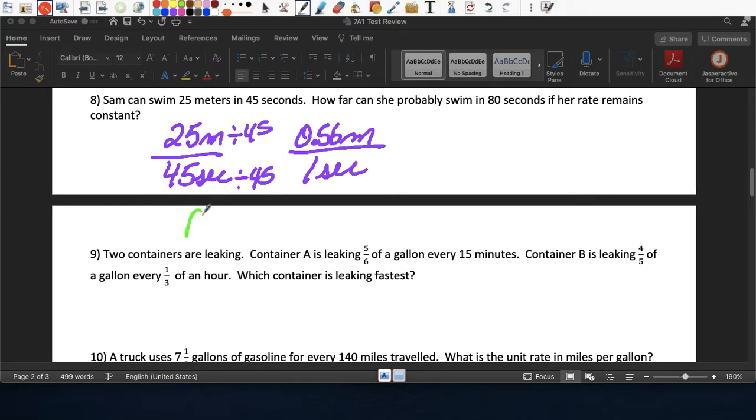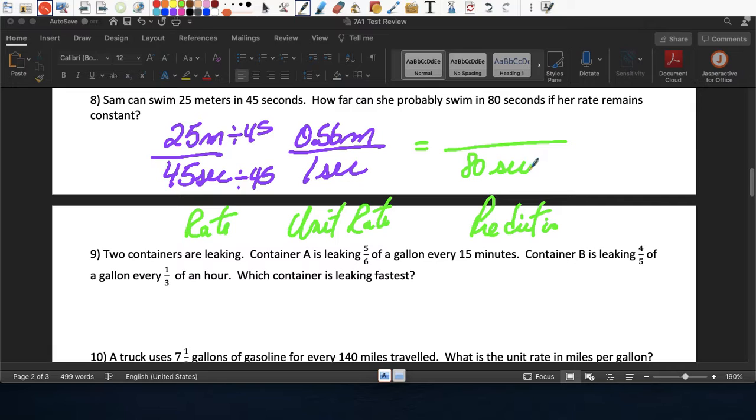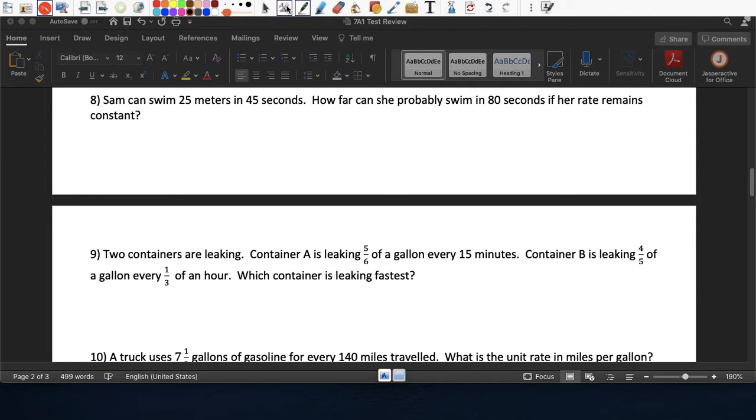Okay, so I have a rate. We'll change it to unit rate, and we can do a prediction. So for here, I want to put 80 seconds at the bottom. So how does a 1 become an 80? Well, times 80. So therefore, on top of that, multiply by 80, right? So 0.56 times 80 is going to give us 44.8 meters. That's how far she can swim in that time.